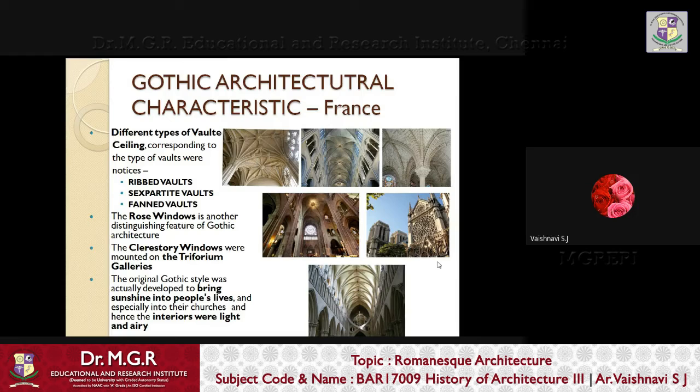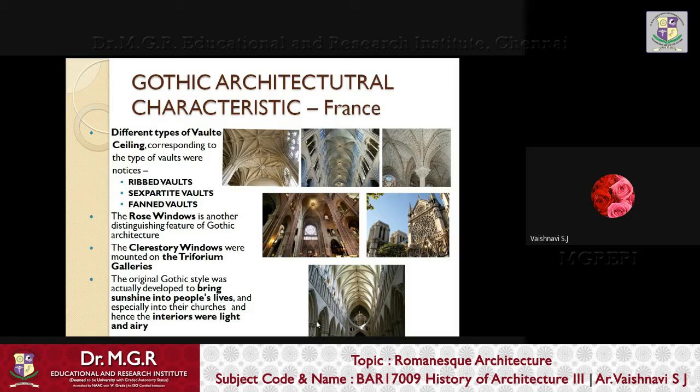And rose windows were the main thing in the Gothic style, so they used rose windows also. And clerestory windows were used over the Triforium gallery. So the window which is placed above the Triforium gallery is called the clerestory window. They placed all the clerestory windows above the Triforium galleries, and they said that churches will bring light into people's life. So they wanted the interiors to be lit up brighter and glowing.